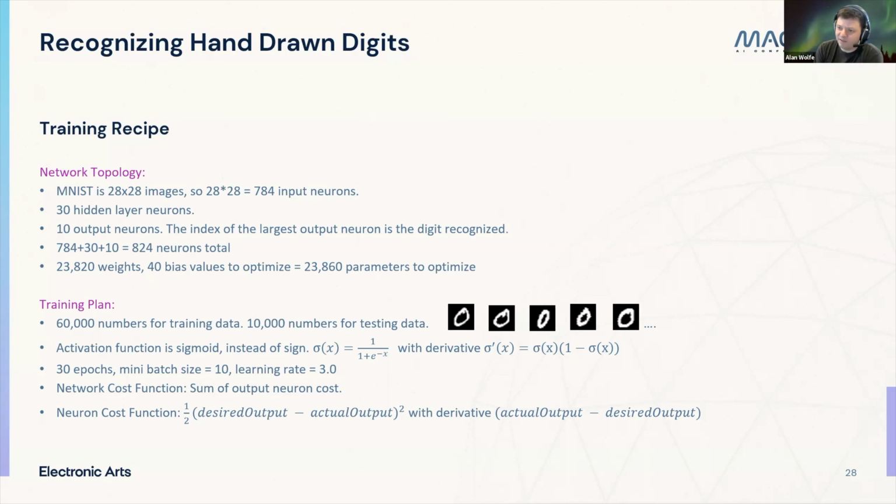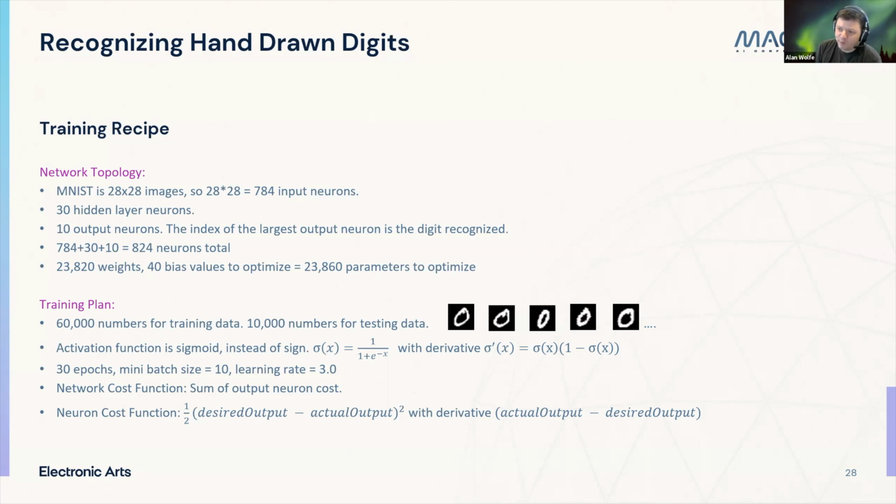These images are each 28 by 28. And so what that means is if we want to plug these into the neural network, that's 784 pixels. So we will need 784 input neurons. Besides the input layer, we're going to have a hidden layer with 30 neurons. And then we are going to have an output layer with 10 neurons.